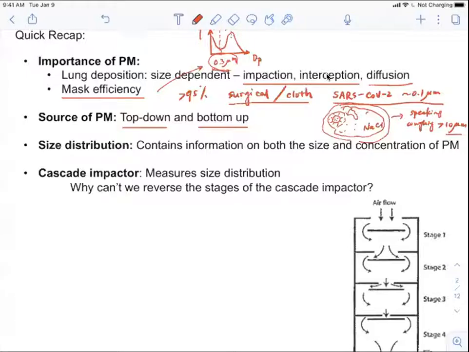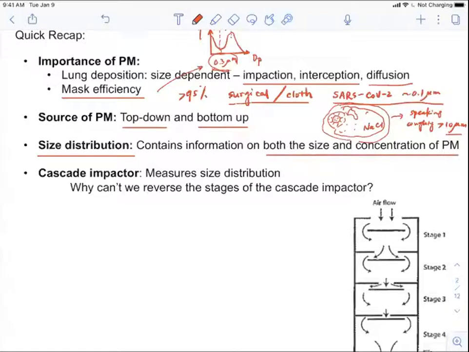Concentration can include mass concentration, number concentration. The size, we also have different metrics. But since size and concentration are so important, people created a term called the size distribution. Basically, it's just a distribution of particles with different sizes, right? So the size distribution is going to contain both the size and the concentration of the particulate matter.